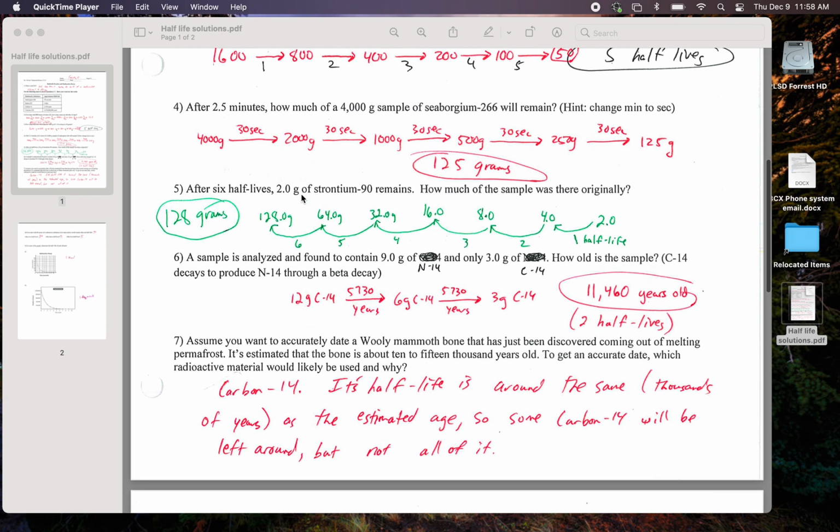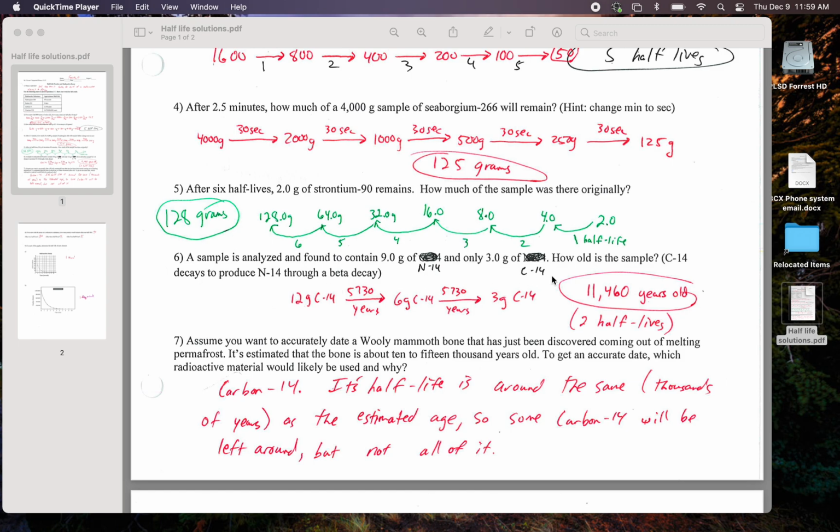After 6 half-lives, 2 grams of strontium-90 remains. How much of the sample was there originally? So here I'm working backwards. I have 2. 1 half-life before that I would have had 4. Another half-life, 8, 16, 32, 64, and then 128. So that's how many I would have had: 128 grams to start with.